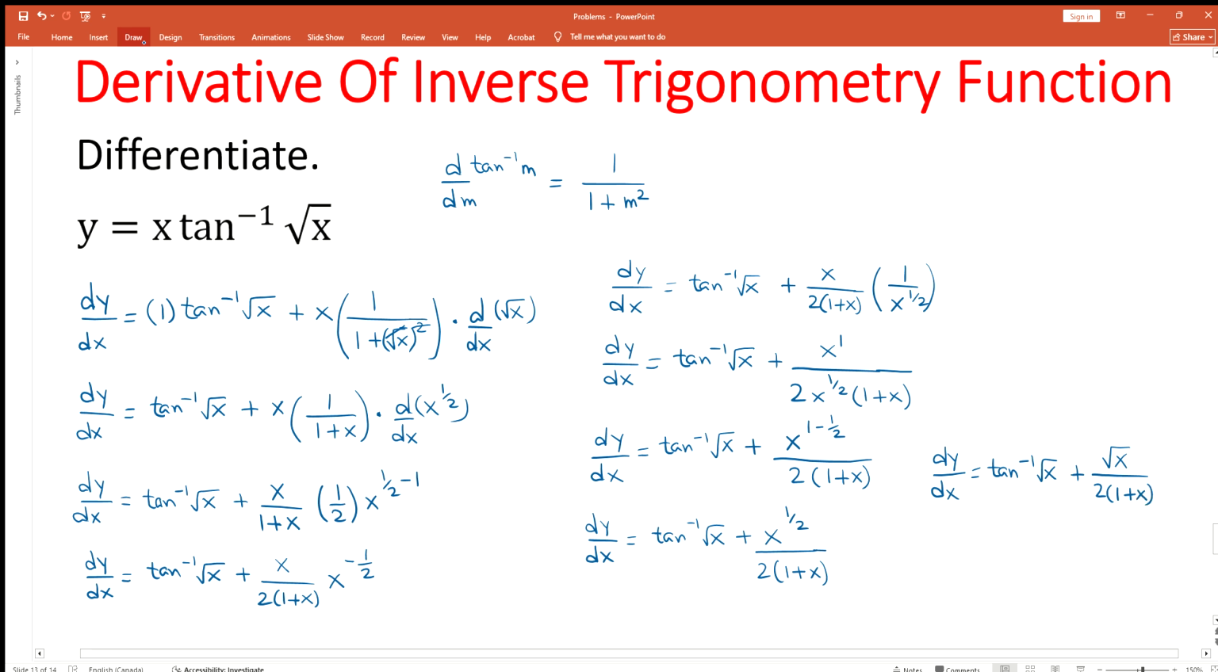This is the simplified form of the derivative of the given equation y equals x times tan inverse square root x. This should be the final answer for this problem. So these are the steps you have to keep in mind to solve this problem.